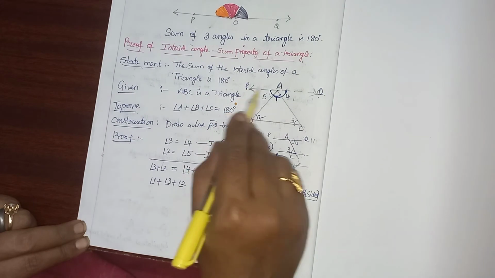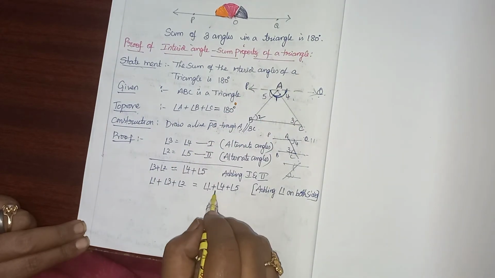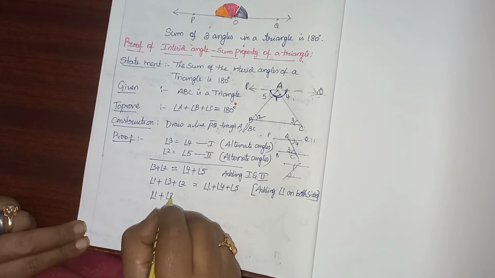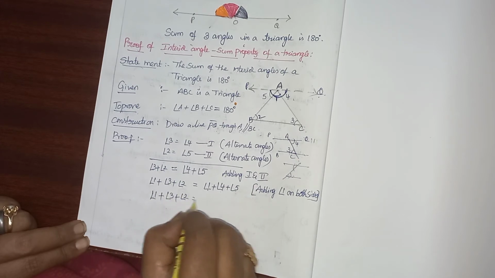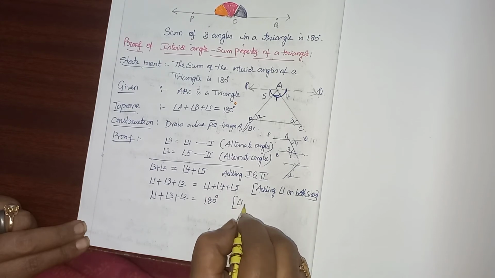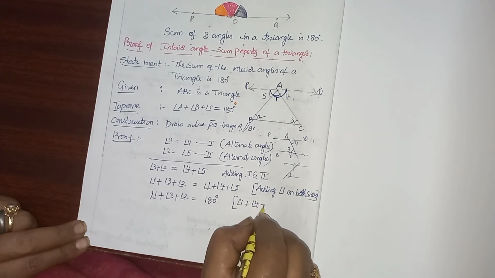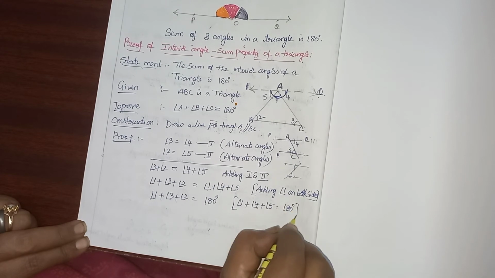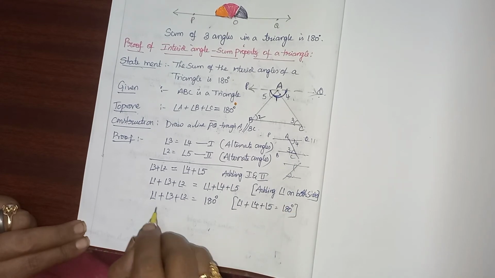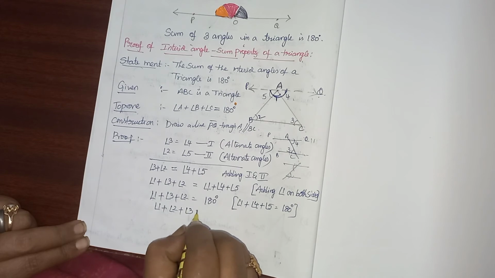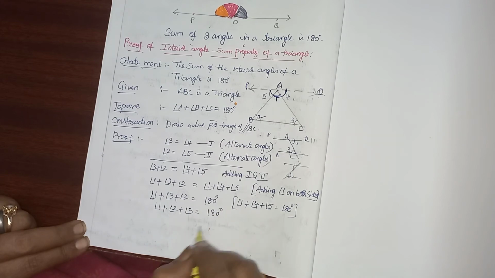Which angle? PQ is a straight line. That's why that is 180 degrees. Angle 1 plus angle 3 plus angle 2 is equal to 180 degrees. Why is it 180 degrees? Angle 1 plus angle 4 plus angle 5 is a straight angle, which is 180 degrees. Now angle 1 plus angle 2 plus angle 3 is equal to 180 degrees.